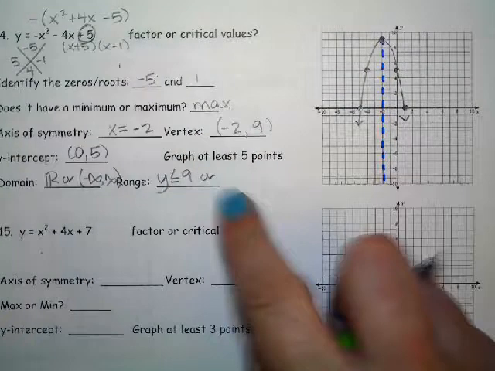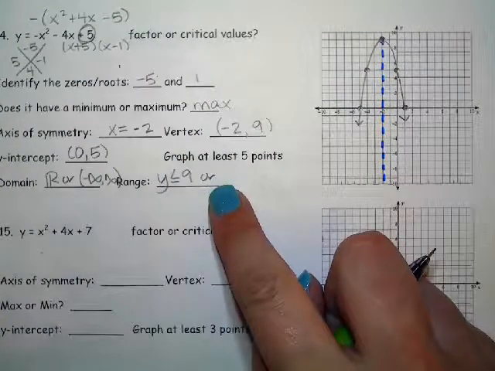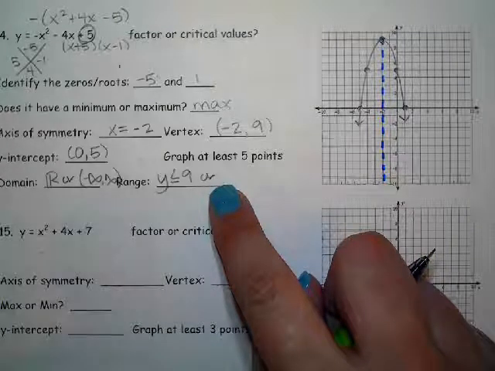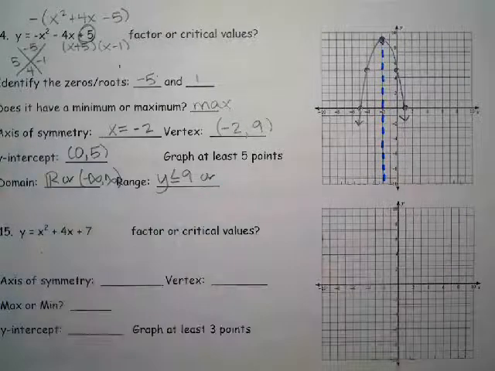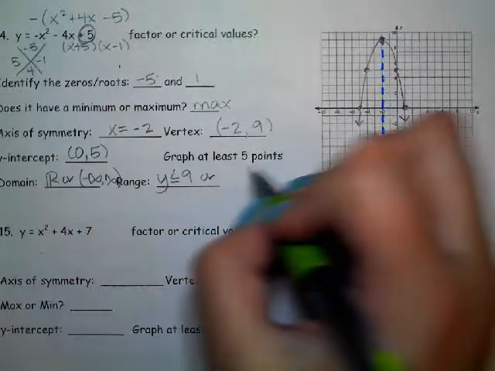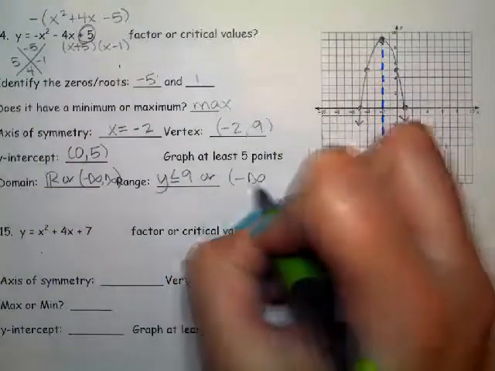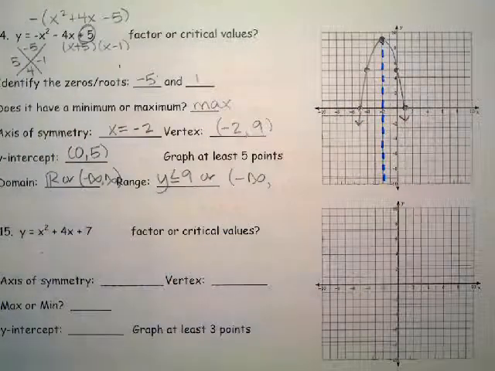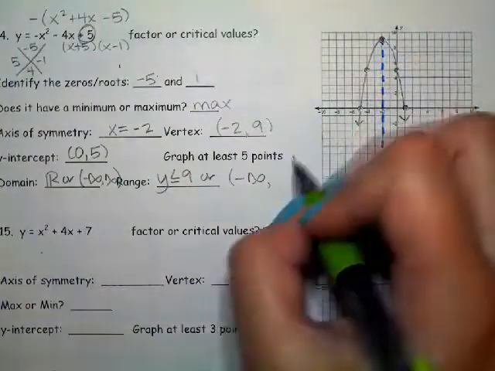You're close. Yeah, so we always do the bottom first. So negative infinity goes first because that's the bottom. And then 9 goes second because that's the top. So we always go bottom to top. Good, yeah.